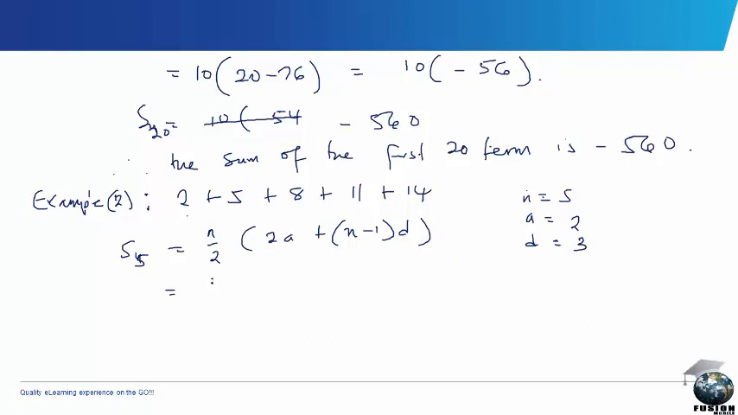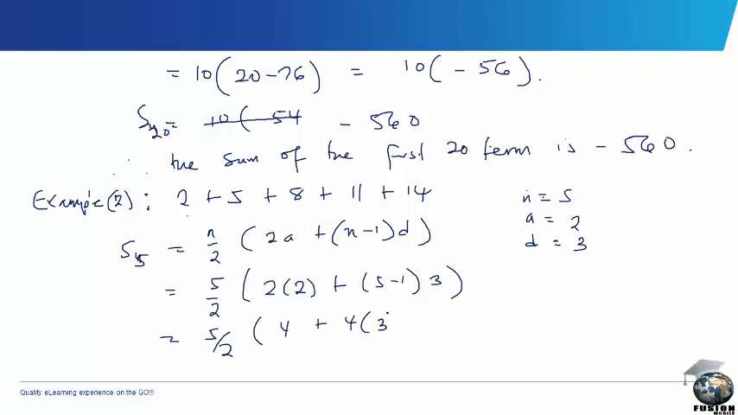So we have 5 over 2 in the bracket of 2 times a, the first term, 2, plus n minus 1, which is 5 minus 1, times the difference 3. Then we have 5 over 2, and 2 times 2 is 4, and 5 minus 1 is 4 times 3. Then 4 plus 4 times 3, which is 12, and 4 plus 12 gives 16. And so on the next slide you have 5 over 2 times 16.